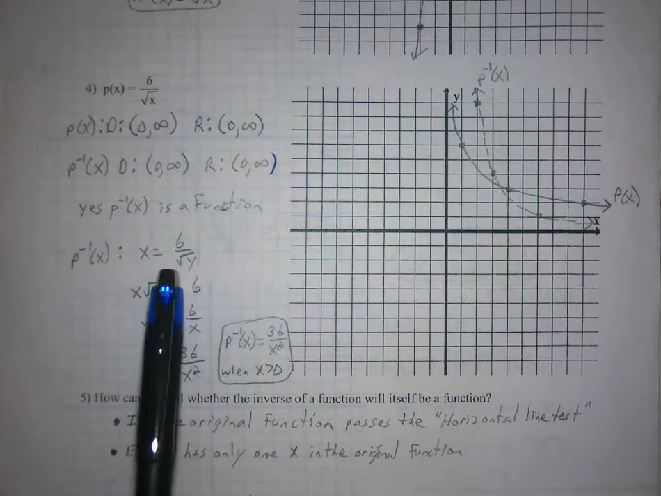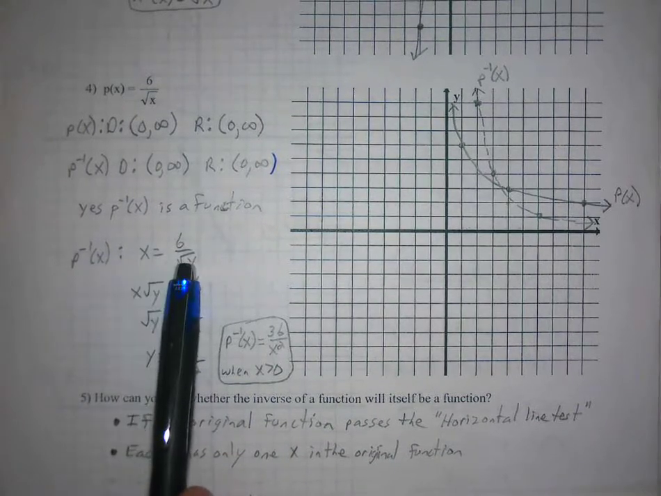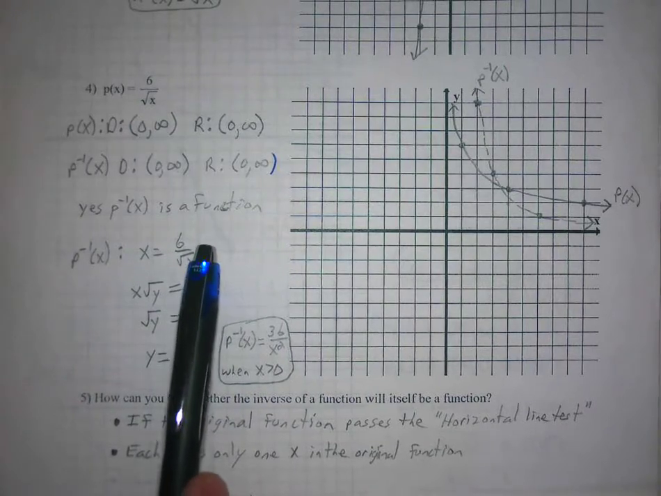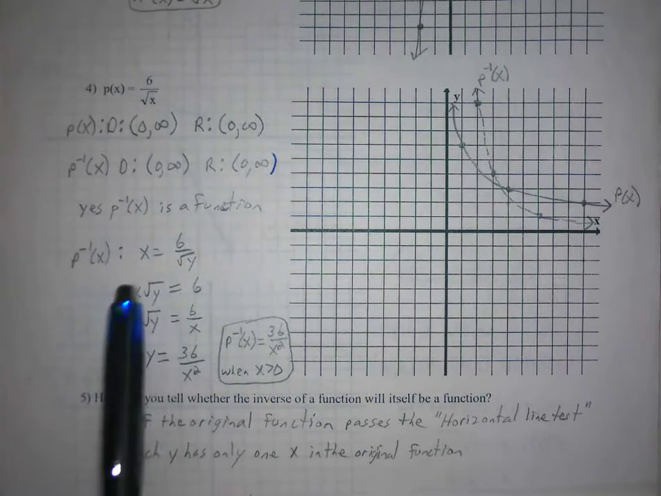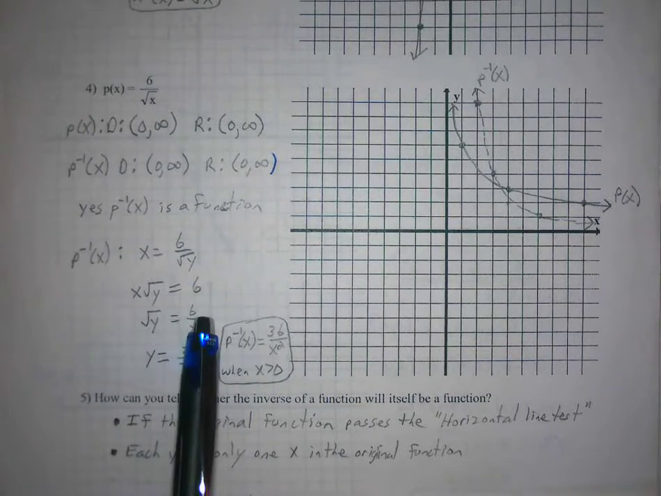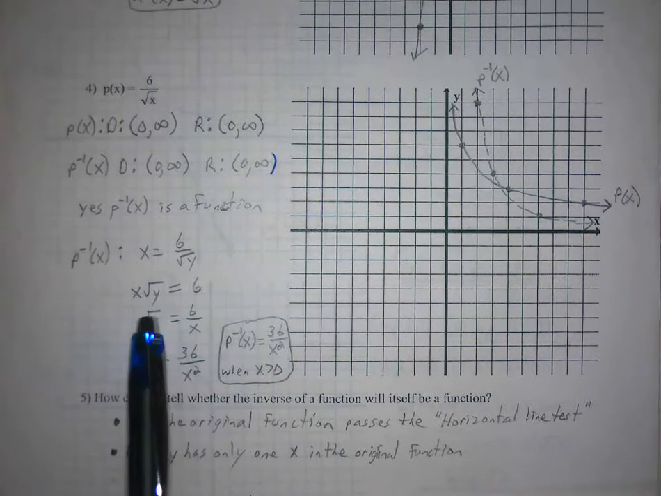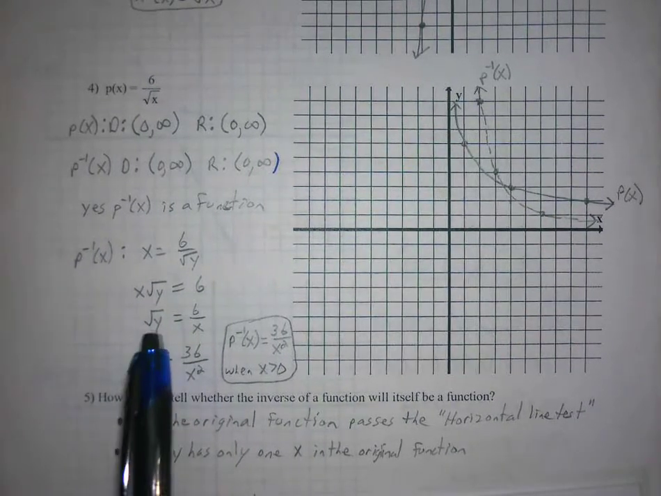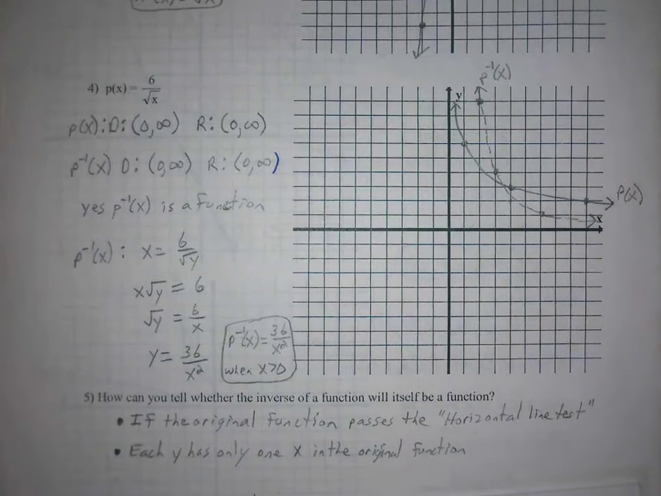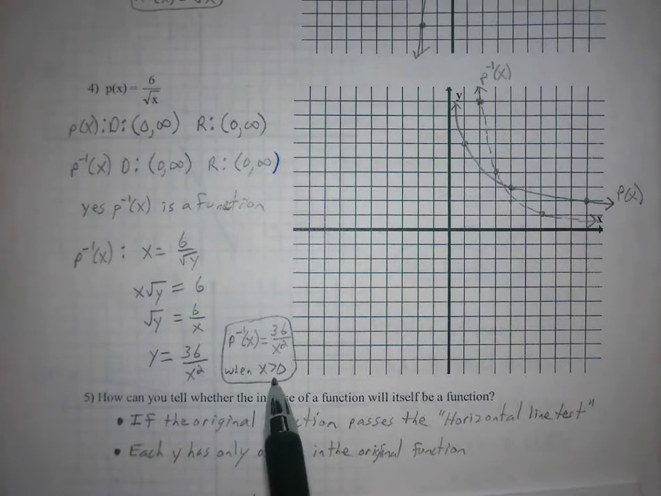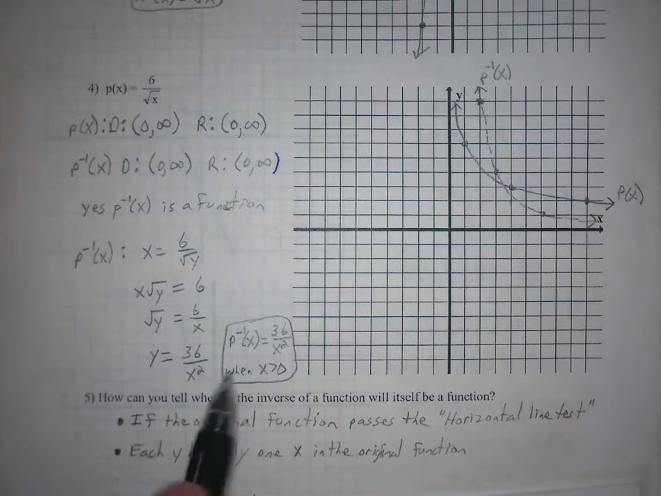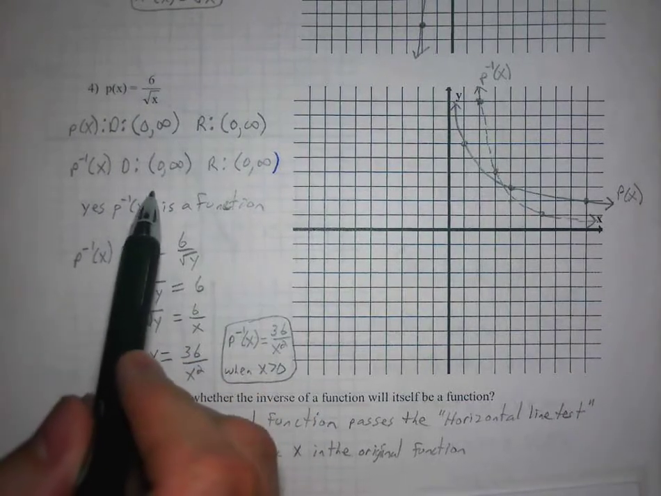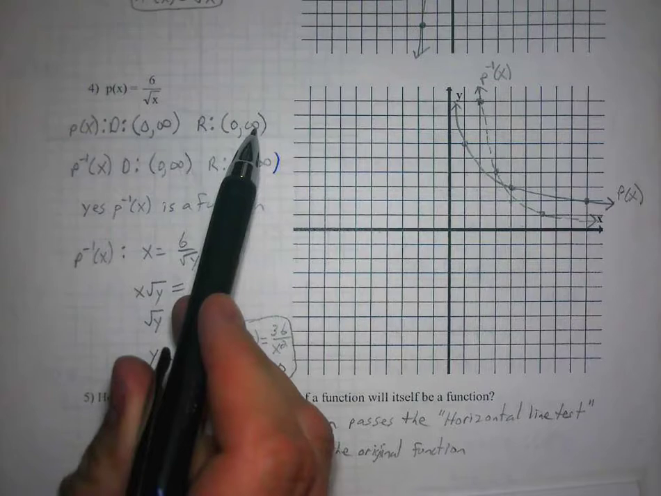So when you switch x and y here for the inverse equation, you cross multiply, or multiply each side by square root of y, and then divide by x. So the square root of y equals 6 over x. And then if you square both sides to get rid of the square root, that'll give you 36 over x squared equals y. And again, that's only graphed when x is greater than 0, because your new domain is your old range.